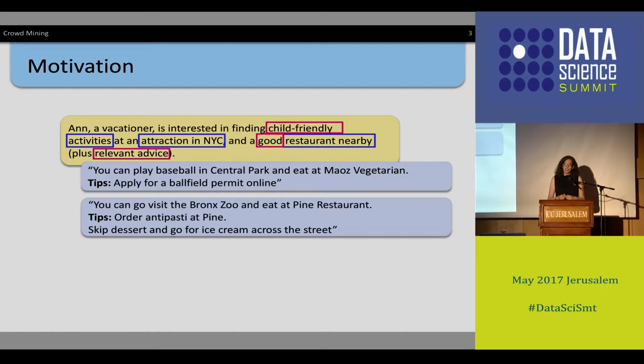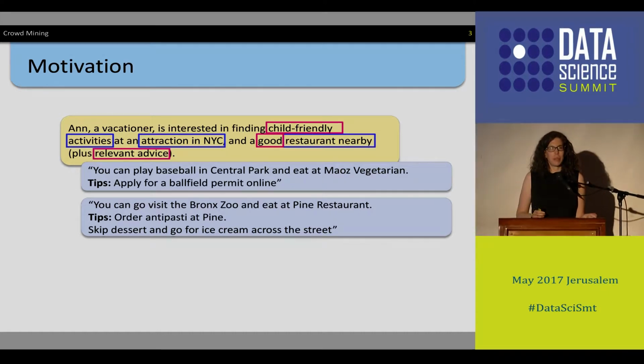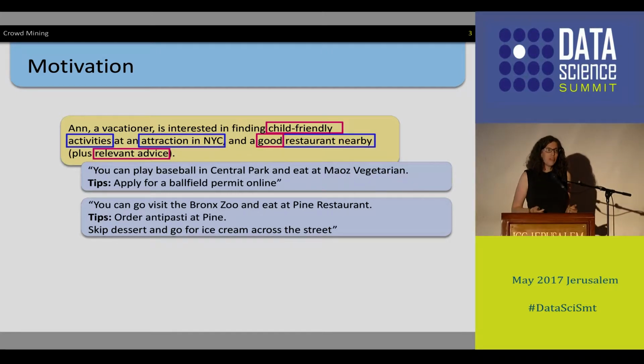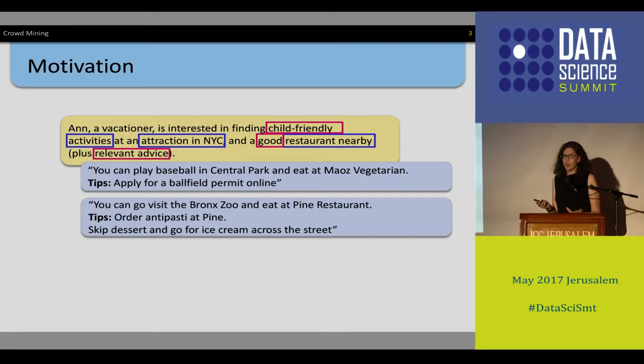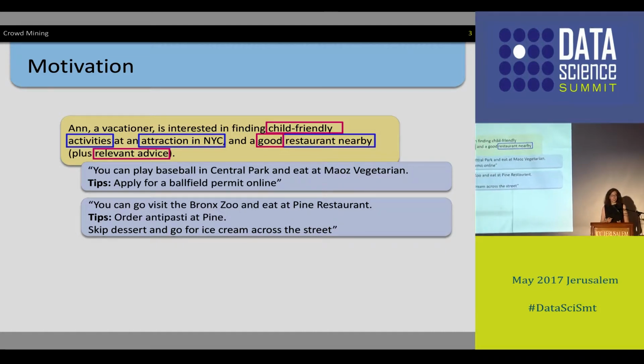Now, this seems very simple, but actually it's quite a complex problem because the question involves many components. In particular, this question involves components that are very easy to answer. For instance, names of activities in New York City, names of attractions in New York City is something that it's very easy for me to find out somewhere. Okay, I can find some database of restaurants in New York City, and I can just retrieve this data.